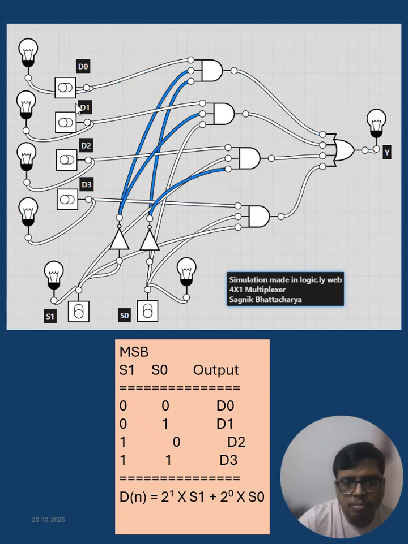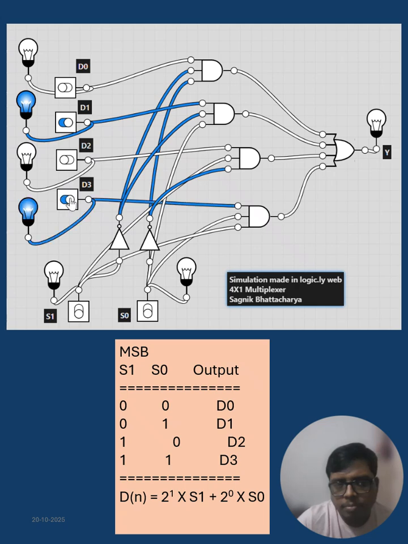Now if I close D0, we can see the same pattern. I change D1, no change in output Y. If I change D2, no change in output Y. If I change D3, there is no change. So we can say for the 0 0 condition, that is S1 0 and S0 0, the output is equal to D0.